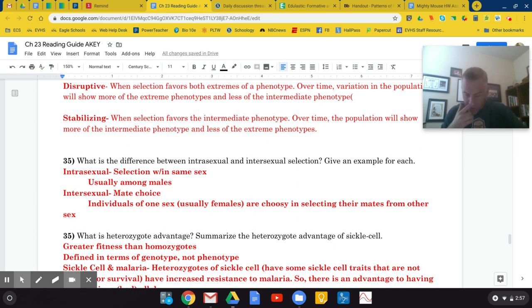I wanted to read this piece to you in my 11th edition. This is page 497. This, again, is intrasexual selection. It means selection within the same sex, where individuals of one sex compete directly for mates of the opposite sex. In many species, intrasexual selection occurs among males. For example, a single male may patrol a group of females and prevent other males from mating with them.